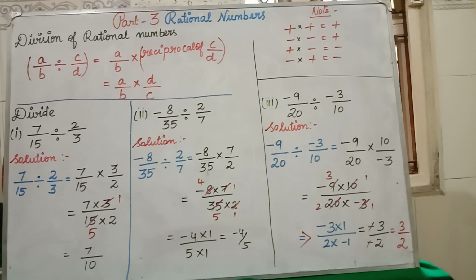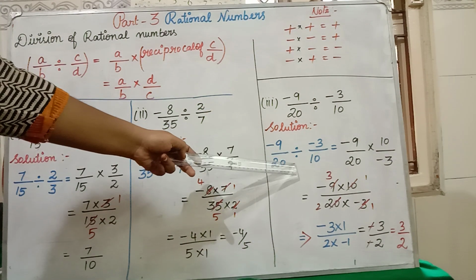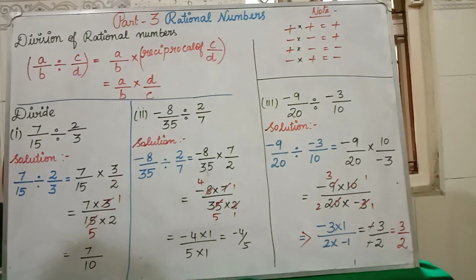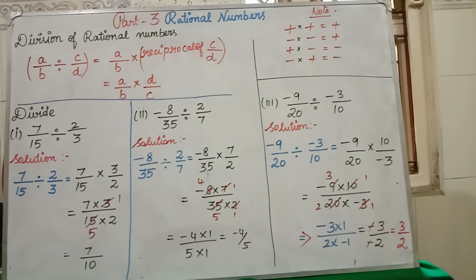Minus 9 by 20 divided by minus 3 by 10. Okay, first 9 by 20 you have to write as such. This divide sign will make into what? Multiplication. This minus 3 by 10 will become what? Reciprocal. Reciprocal is nothing but 10 divided by minus 3 you have to write. Then you have to multiply the numerator part divided by multiply the denominator part. After multiplying, you have to see whether anything is getting cancelled.